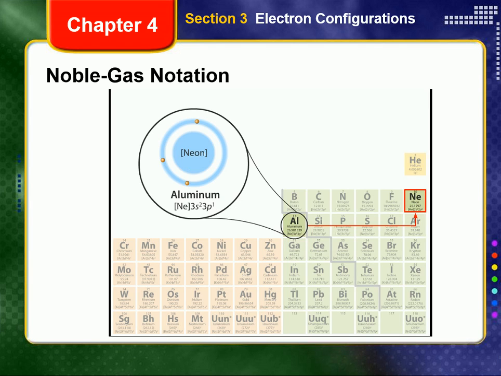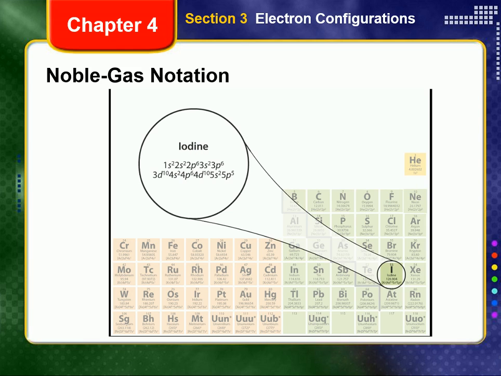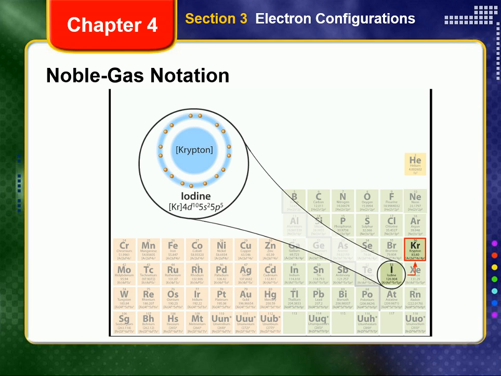Aluminum has the same basic inner electron configuration as neon. It differs from neon in that it has 2 electrons in its 3s orbital and 1 electron in its 3p orbital. Similarly, oxygen has the same inner electron configuration as helium, to which it adds electrons in the 2s and 2p orbitals. Writing out the entire electron configuration for iodine would take quite a bit of space. Finding the next smaller noble gas and using it as a base makes the notation much simpler. Iodine has the same inner electron configuration as krypton, plus 17 more electrons.